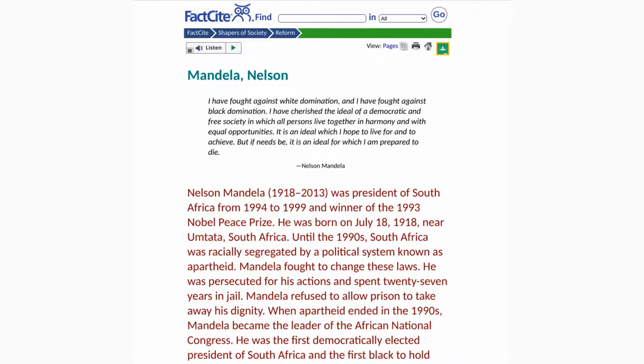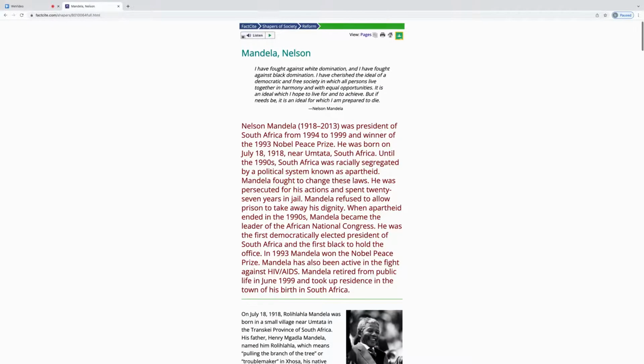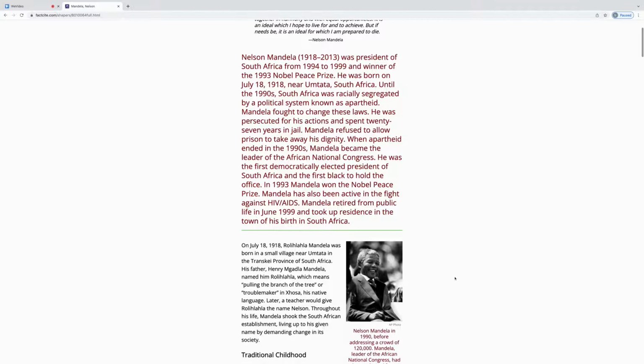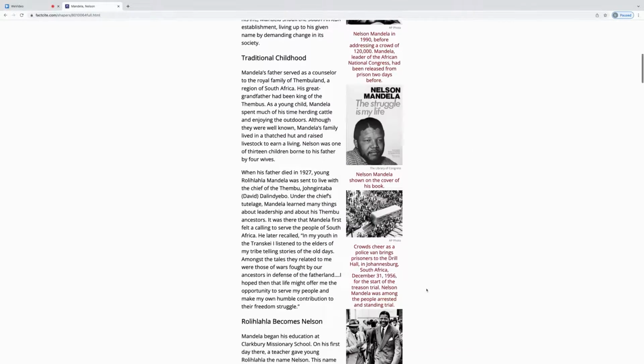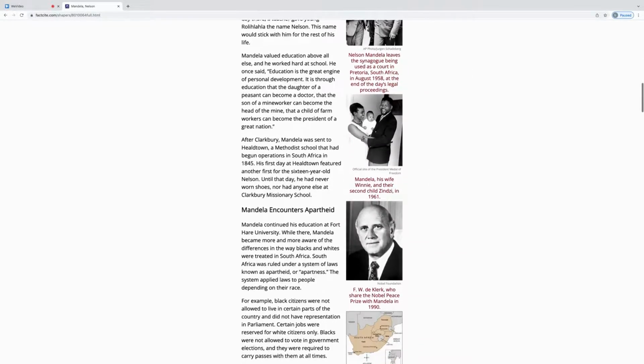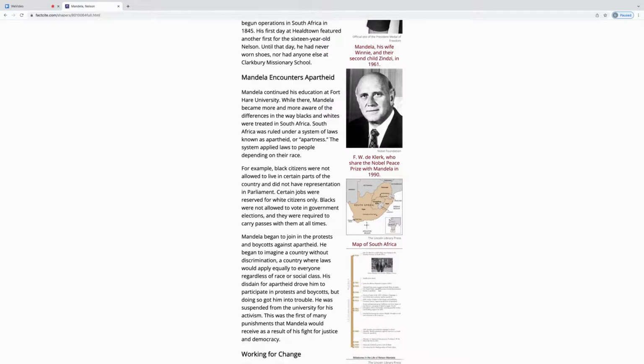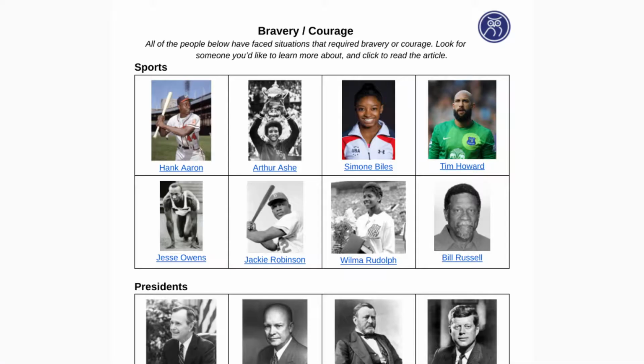Shapers of Society has an article on Nelson Mandela, who fought to change apartheid laws, suffered imprisonment, and eventually became the first Black president of South Africa. All the articles in Shapers of Society include primary source documents in addition to the biography, as well as maps and charts that click to open. In addition to these engaging articles, FactCite provides resources for teachers and students, which accompany this video.